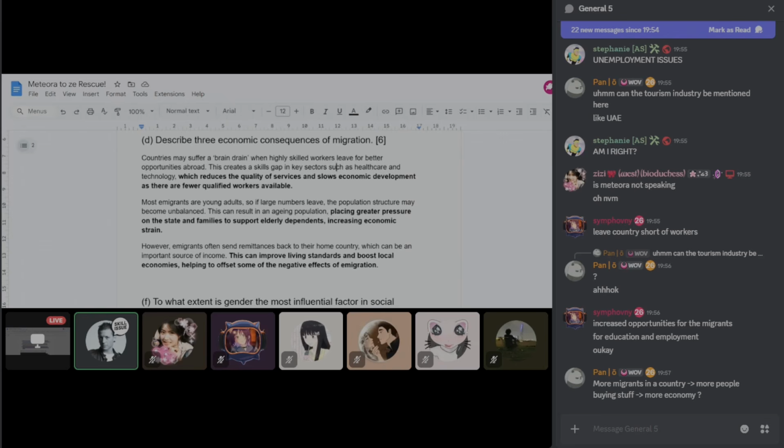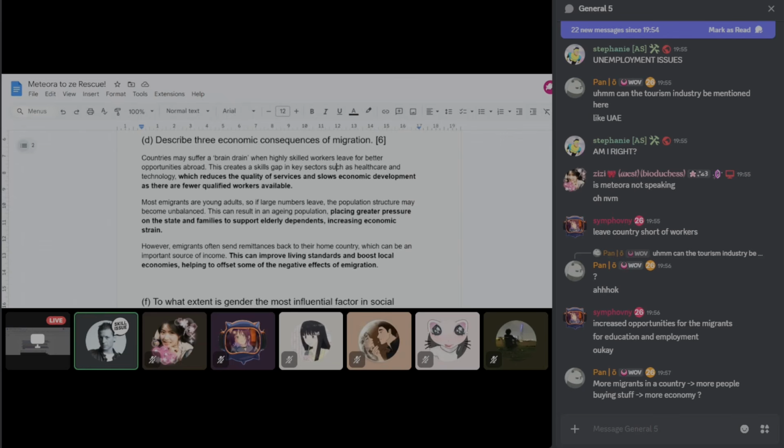Most immigrants are young adults. So, if large numbers leave, the population structure may become unbalanced. This can result in an aging population, placing greater pressure on the state and families to support elderly dependents, increasing economic stress. Once people are not able to work for themselves, they are in most cases, I'm not saying all, not able to support themselves. They become a burden on the economy, which is a very bad consequence if you have an aging population.